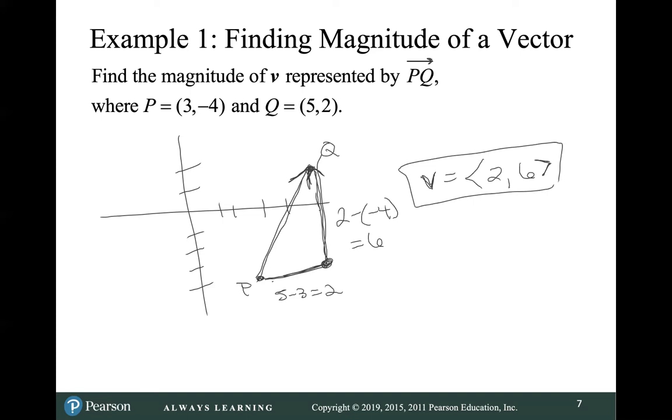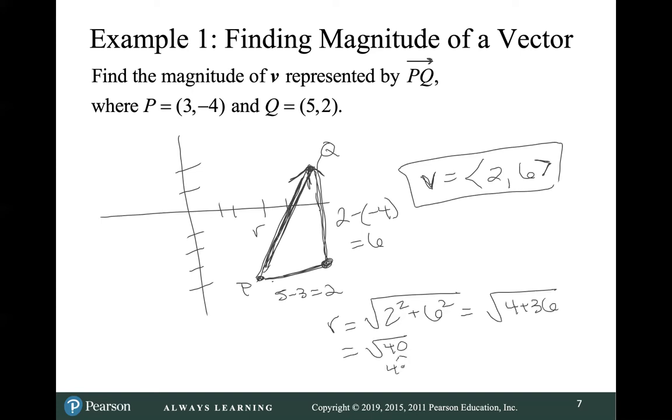Now we need to find the magnitude. So now we need to know the length of this arrow, which is calculating the hypotenuse of the triangle. So we can say R, we'll call it R for the radius, doesn't really matter, you could call it x, equals the square root of 2 squared plus 6 squared. So that's the square root of 4 plus 36, which is the square root of 40.